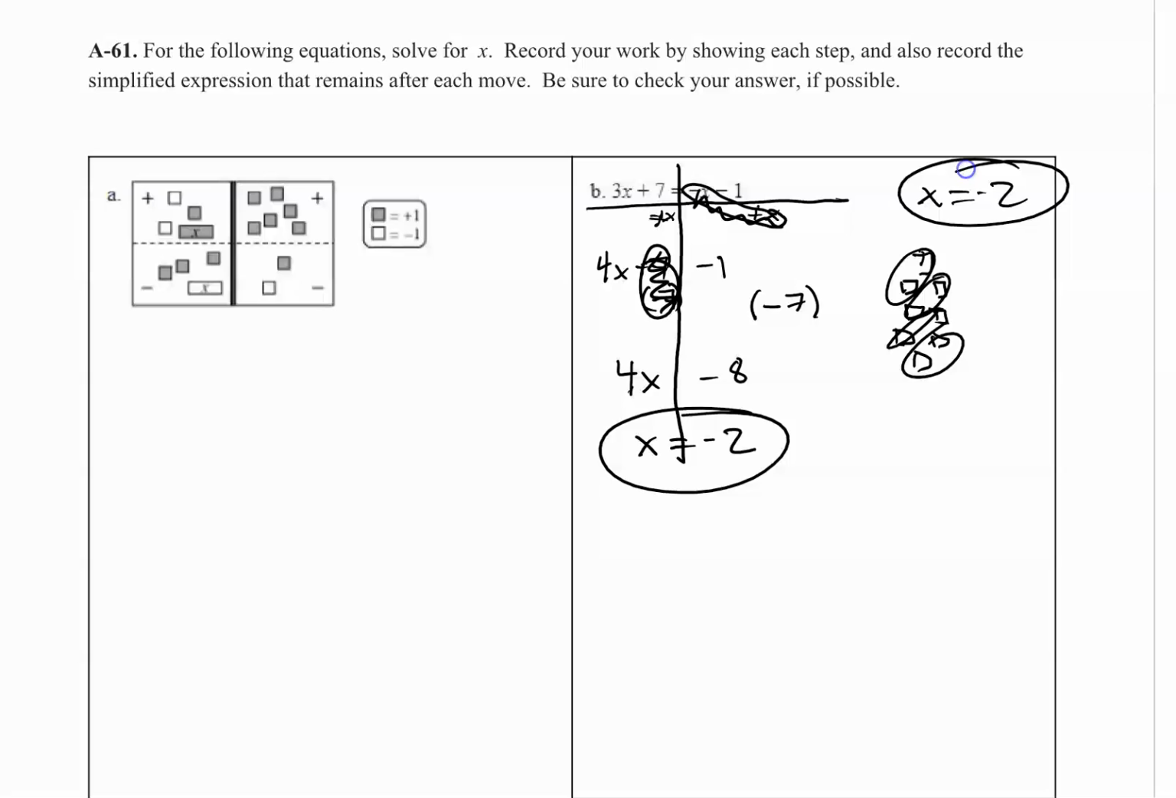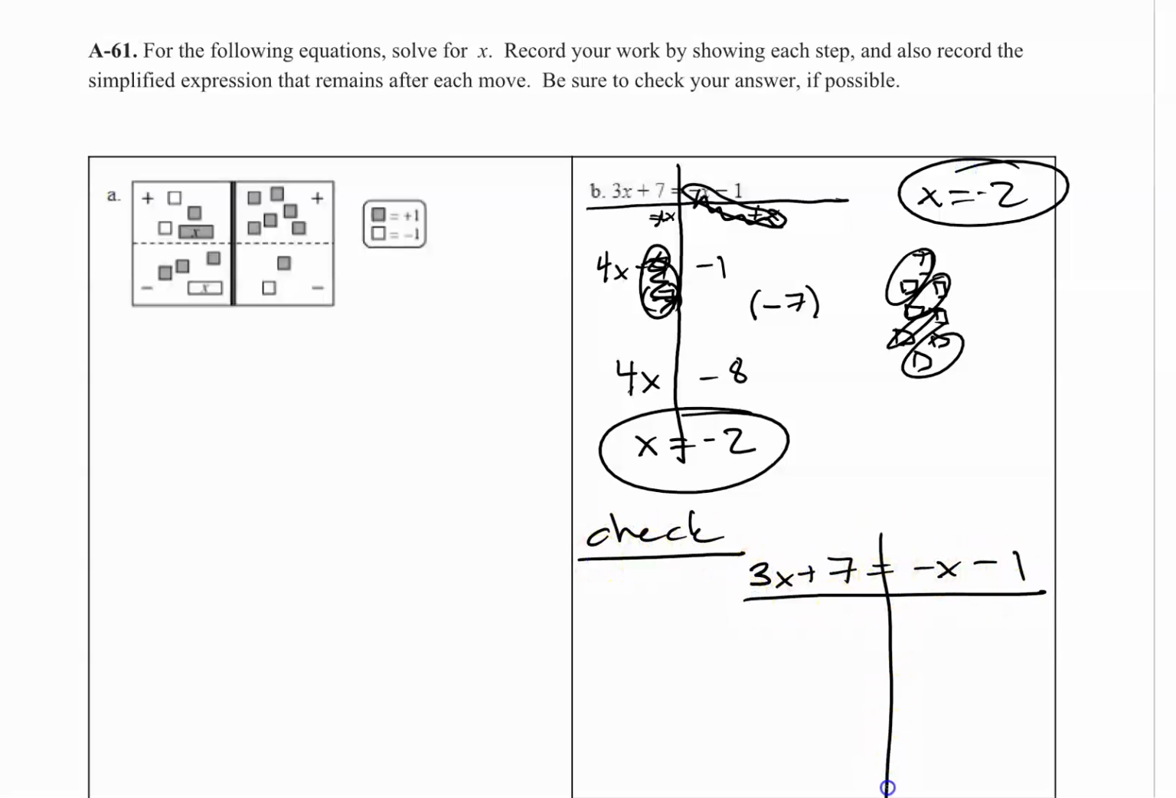Now it does say to check your answer, so let's check. We go back to the original equation. And let's plug in negative 2 for x. Remember to use parentheses. So I'm erasing the x and putting in negative 2 with parentheses. There's a negative sign there, so don't forget about that negative sign that's outside of the parentheses.